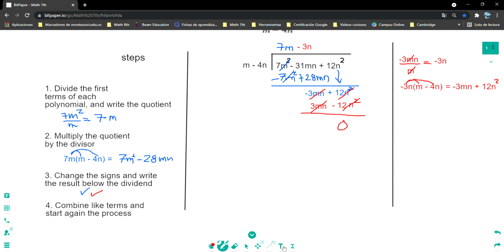So the answer, the quotient here, will be 7m minus 3n. This is our quotient.